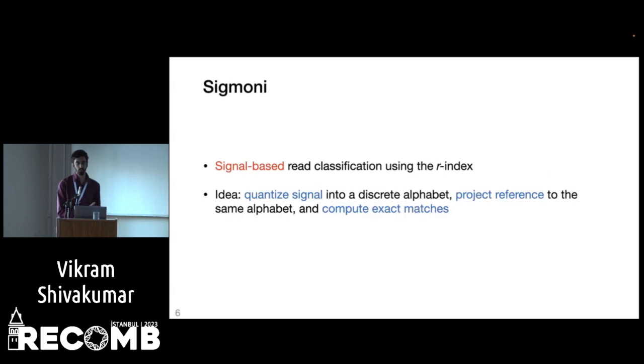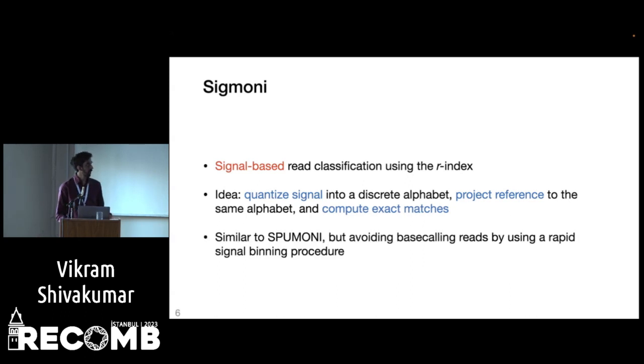And so here we introduce Sigmoni, which is essentially a signal-based read classification system using the r-index. The idea is to quantize this continuous electrical signal that you get from the sequencer into some alphabet space that we can define, and then we project the reference into the same alphabet space, and we can compute exact matching exactly how we would with basecalled reads. This is very similar to SPUMONI, but crucially we avoid the computational bottleneck of basecalling, and we show that using a rapid signal binning procedure, we can get very similar accuracy without the basecalling.